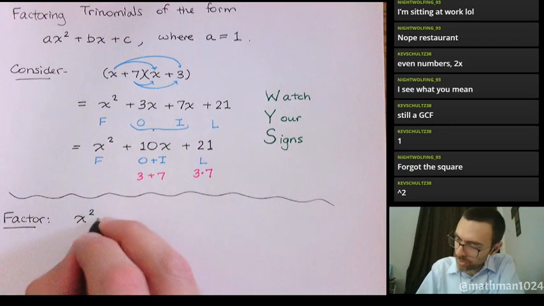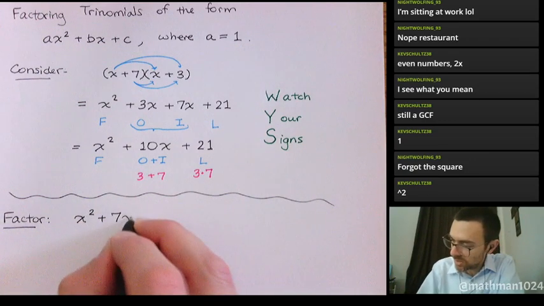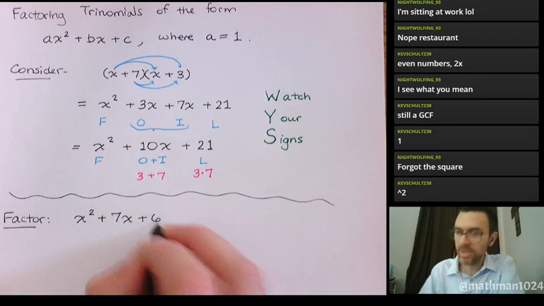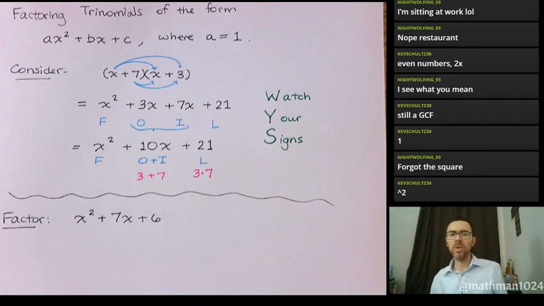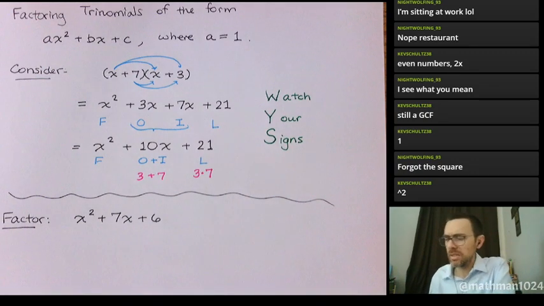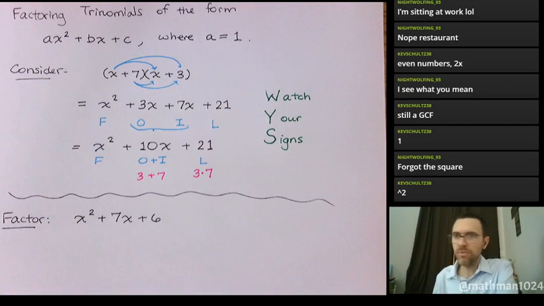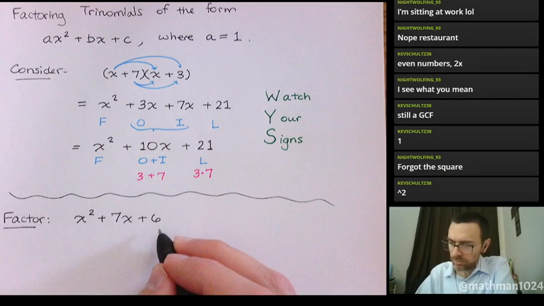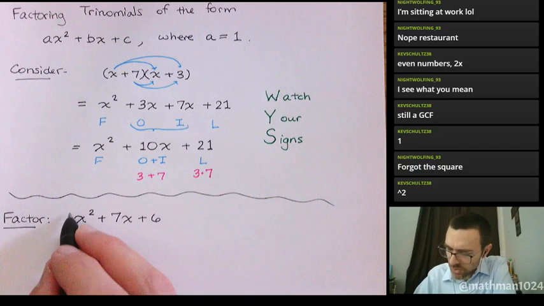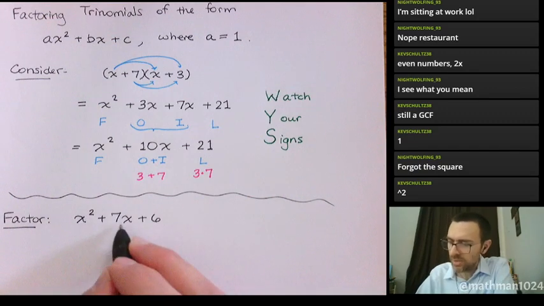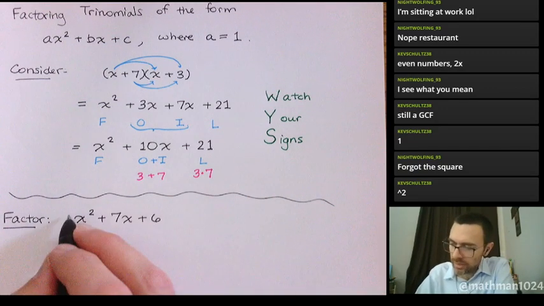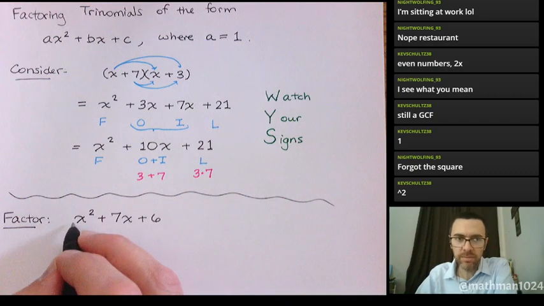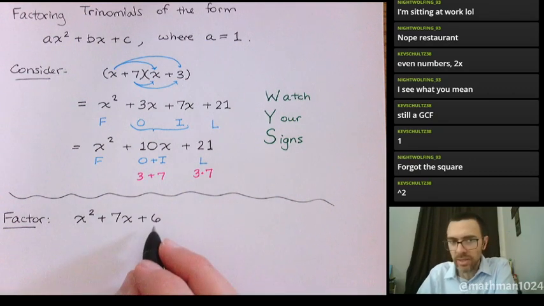If I were to take the polynomial x squared plus 7x plus 6, I want to find a way to factor this. Now, this is a trinomial. This is not 4 terms, so we're not going to be doing factoring by grouping. Instead, we recognize that this is a trinomial, just the common x squared, x, and the constant. Your lead coefficient here is 1, which is a good thing. We're going to be looking at the constant here.